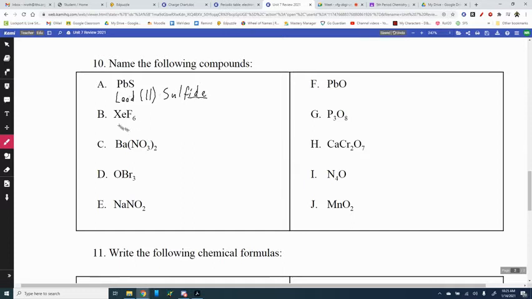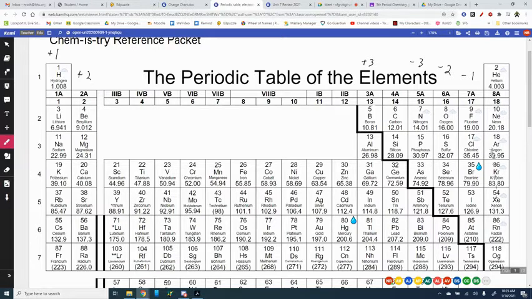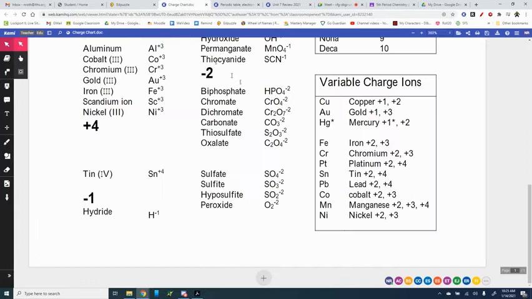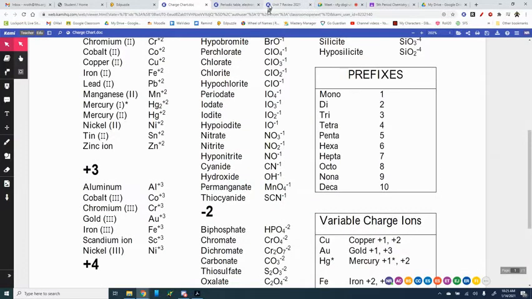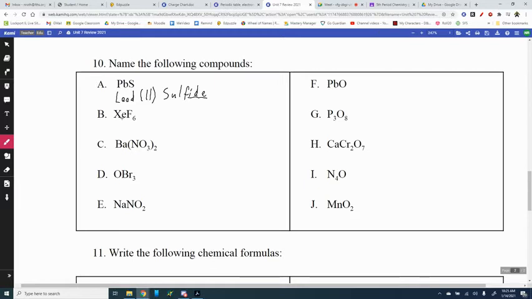Next, Xe and F. So we identify the two parts. Here's Xe, here's F. Now, Xe, the first element in the compound, is a non-metal. So that means this is going to be a covalent compound, which also means we have to use our prefixes. So xenon, there is one of, but since it's the first element in the compound, we are not going to put mono. So we're just going to write xenon. F is fluorine, and we replace the ending with IDE, so it's fluoride.